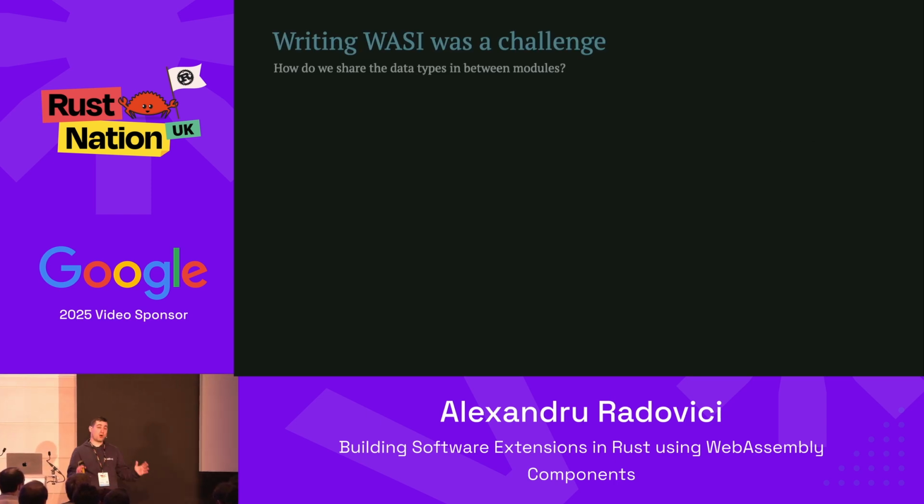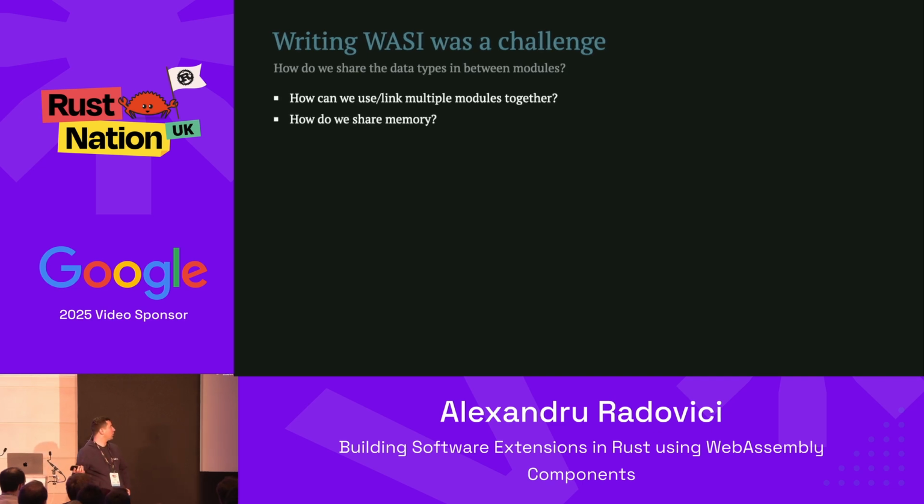So, writing WASI was a super challenge. The standard library of languages is full of strings, is full of shared data. If you have libraries, and a piece of software that needs to combine these libraries, this becomes super, super difficult in WebAssembly. Because core WebAssembly was written for fast computation, not for sharing of data.